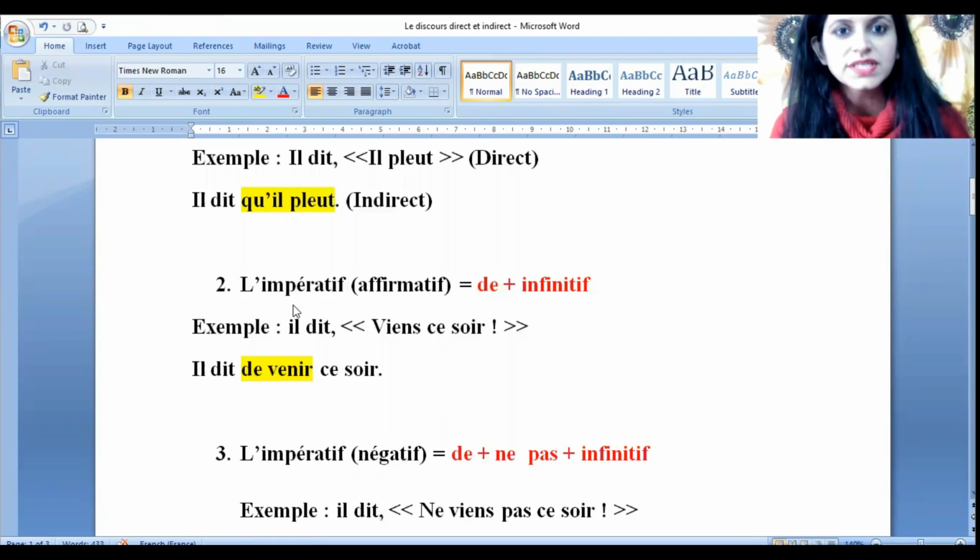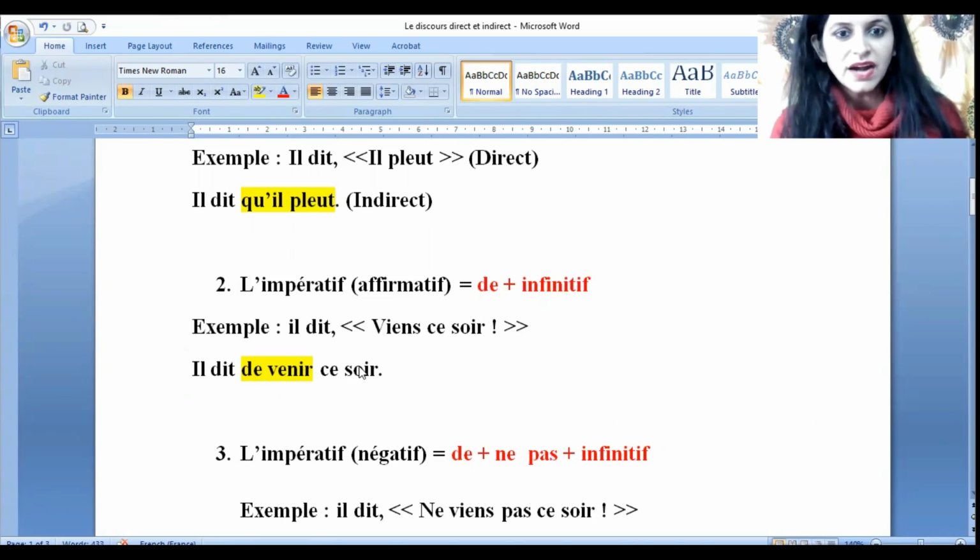The next point is imperative. Now, when we see the sentence again, the brackets have been opened. You see the sentence? Viens ce soir. The sentence is in imperative. Imperative means there is no subject pronoun. So how do we join the sentence? We join the sentence with the help of two things. First thing, you need to write de. Second thing, whichever verb is given in the bracket, you write the infinitive form of the verb. Okay, so the sentence becomes il dit de venir ce soir.